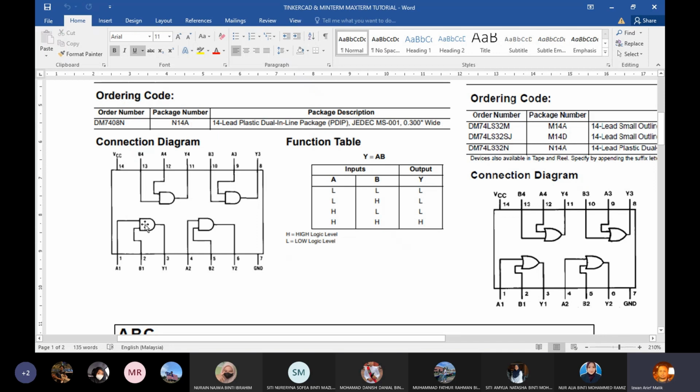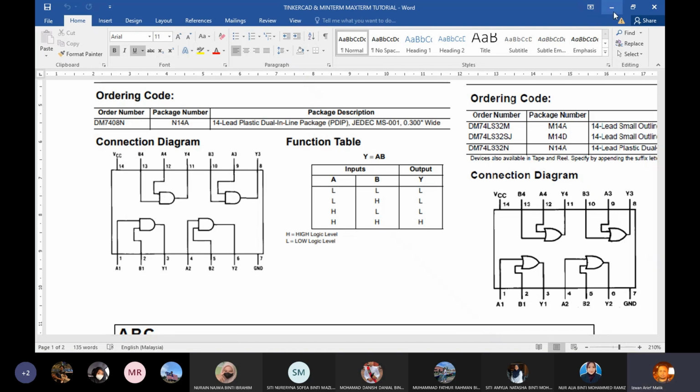So for the first one, we have A1 and B1 as the input, Y1 is the output. This one is A2, B2 input, Y2 is the output. Pin 7 is ground, pin 8 is output, pins 9 and 10 are the input of the third AND gate. Pin 11 is output, pins 12 and 13 are the input, 14 is VCC.